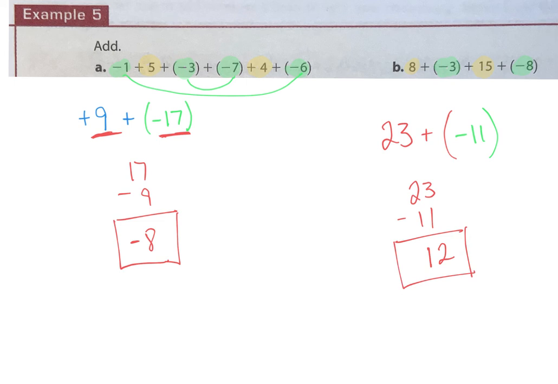All right, so grouping makes it a little bit faster and a little less room for error. Add all your positives, add all your negatives, and then do your subtraction between the signs.